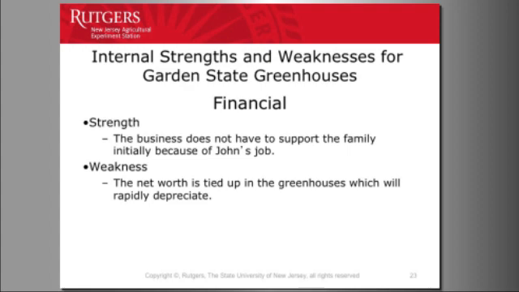So, again, I'm trying to break this down by different categories. So financial, one strength in this particular example, you follow through that in the workbook. I've tried to build on this same family throughout the workbook. The business doesn't have to support the family because John has an off-farm job, which is a huge advantage. And I've counseled some other farmers in New Jersey. Often having a spouse with some benefits and off-farm income is a real saving grace in the early years of struggling to get a business started. The weakness is their net worth is all tied up in the greenhouse, which is already 30 years old and is rapidly depreciating.